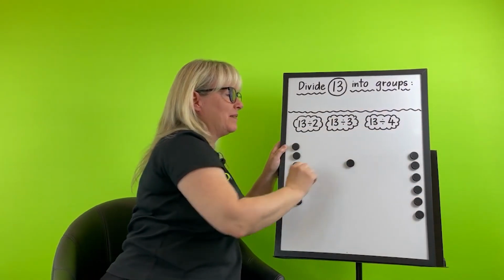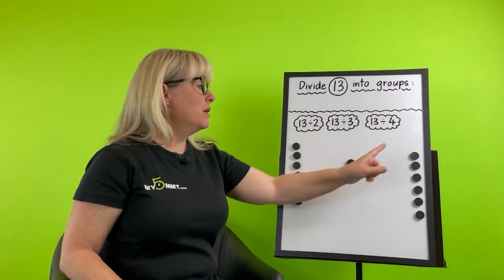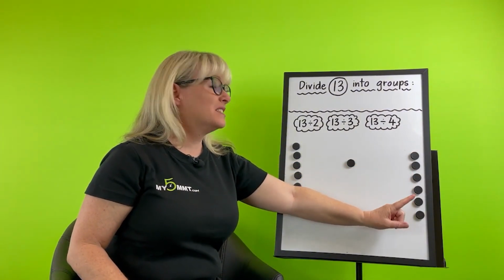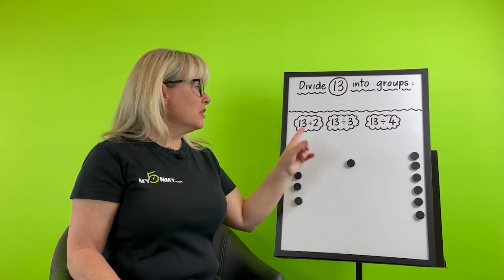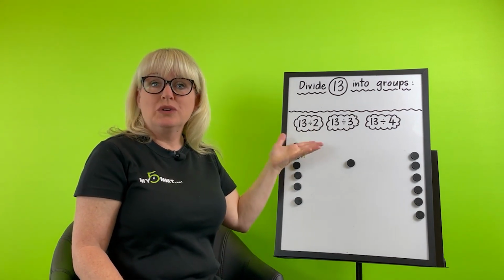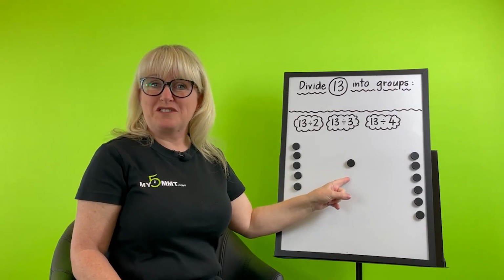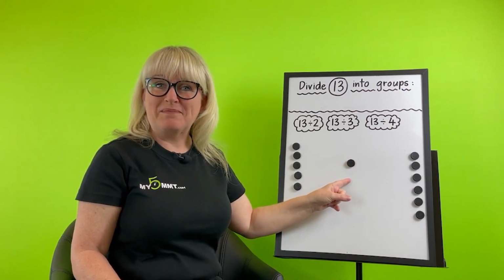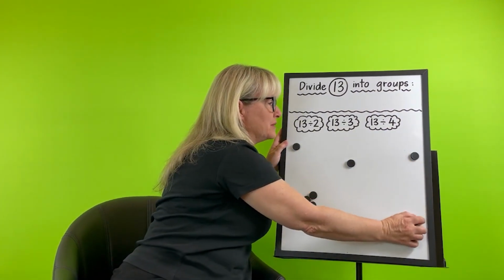There's 1 here. You see 1, 2, 3, 4, 5, 6 in this group. 1, 2, 3, 4, 5, 6 in the other group. They both have 6 in each group. So 13 shared between 2 groups, divided by 2, is 6 in each group, but with 1 left over, a remainder of 1. Let's try when we instead have 3 groups.